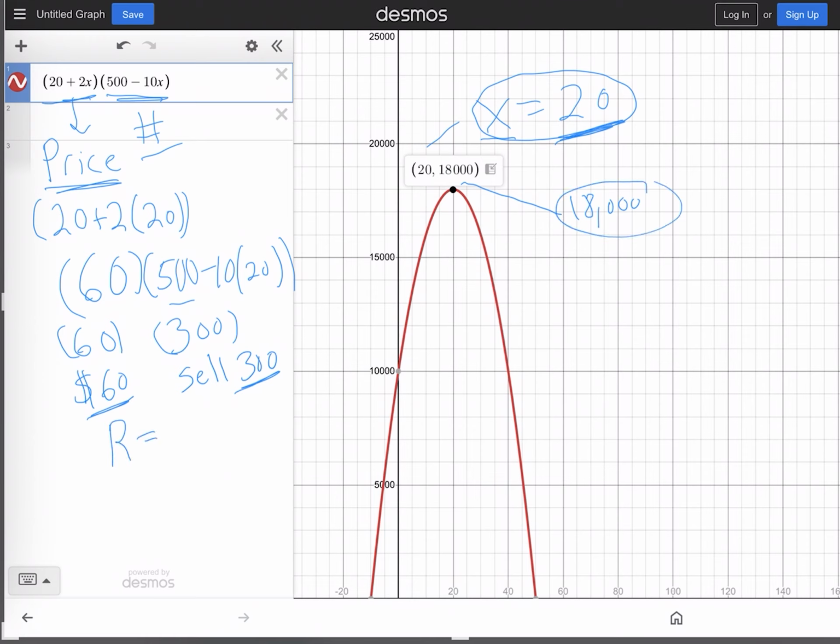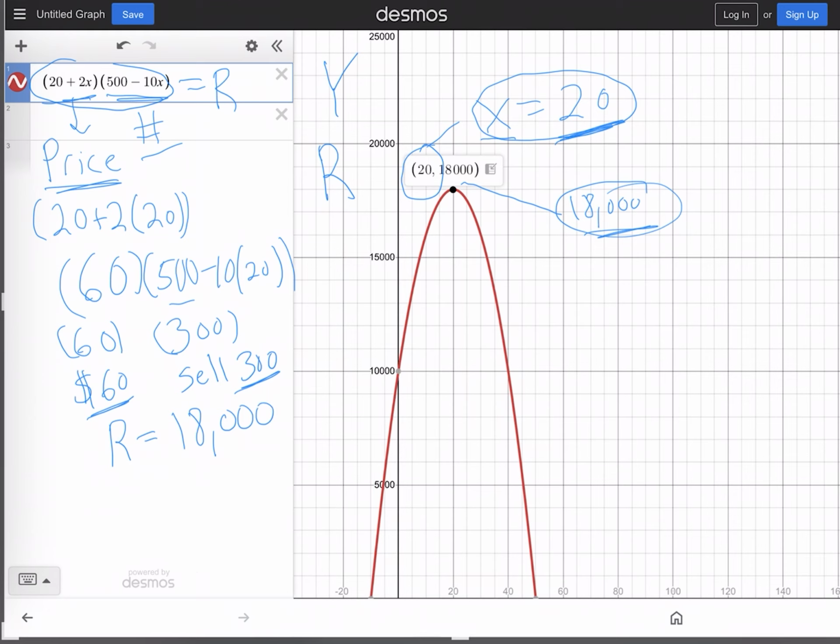That is the y coordinate. Remember, because that y-axis is really the revenue. This function up here that we're doing is really equal to the revenue. So our y coordinate, the 18,000, is the revenue, $18,000, when we use 20 for x, when we adjust the price 20 times. So the max revenue you would get is the $18,000.